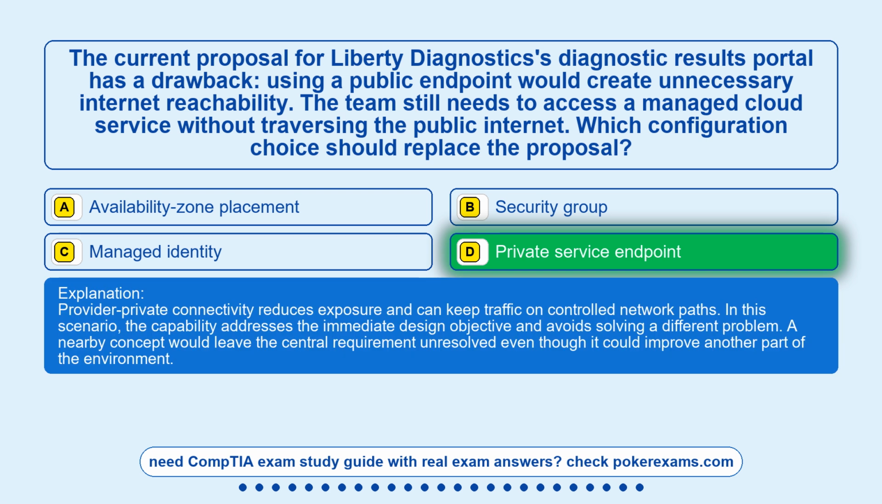Provider-private connectivity reduces exposure and can keep traffic on controlled network paths. In this scenario, the capability addresses the immediate design objective and avoids solving a different problem. A nearby concept would leave the central requirement unresolved even though it could improve another part of the environment.